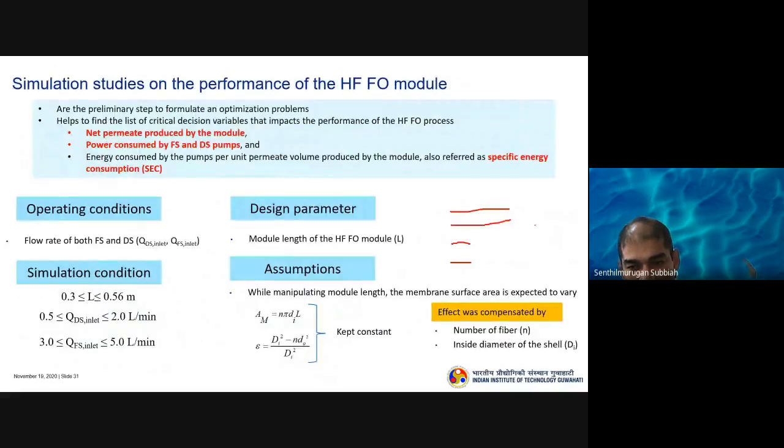Let's say this is membrane 1 and this is membrane 2, but both are going to satisfy the same constraint. So the area of the membrane is going to be the same, and the porosity and packing density are going to be the same.